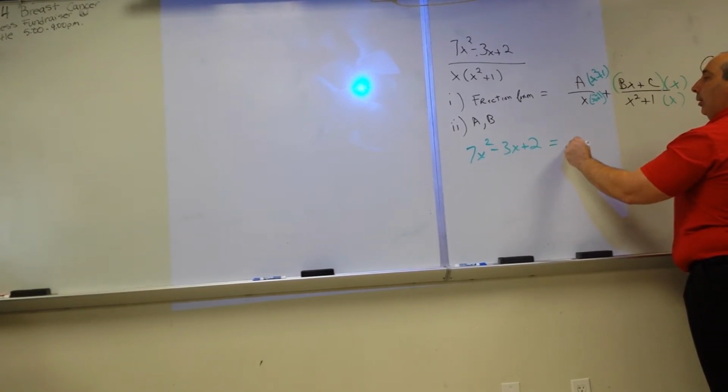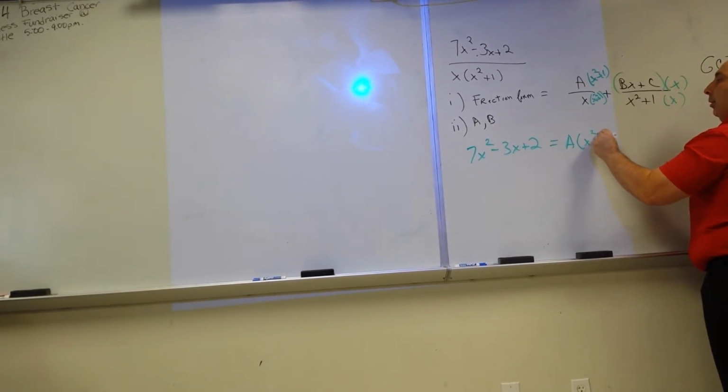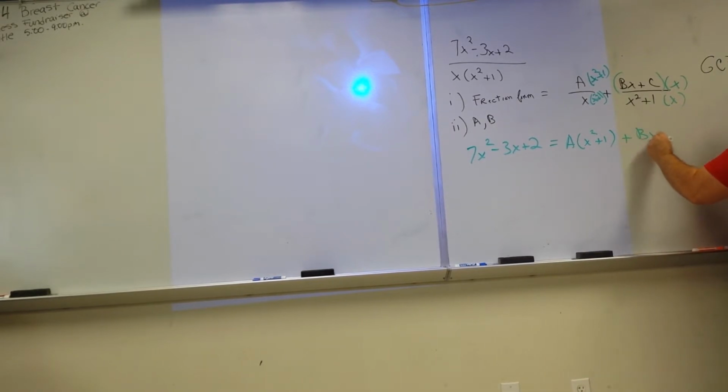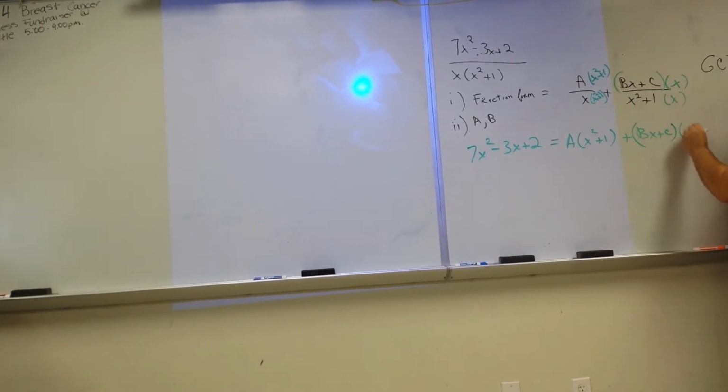We're going to get what? A times x squared plus 1, Bx plus C times x. Don't distribute out, just leave it as is. Bx plus C times x. Okay?